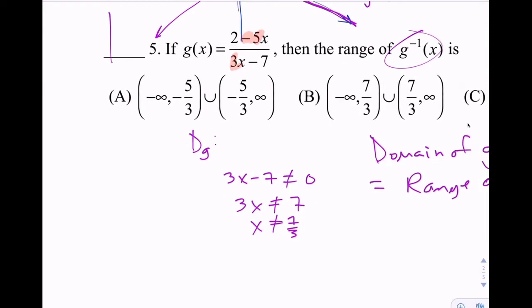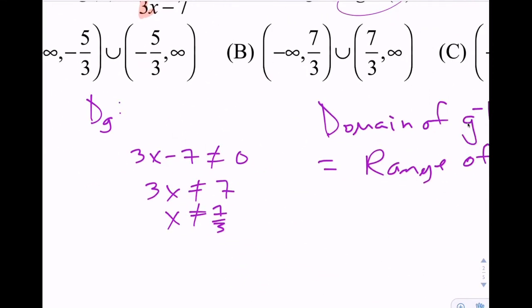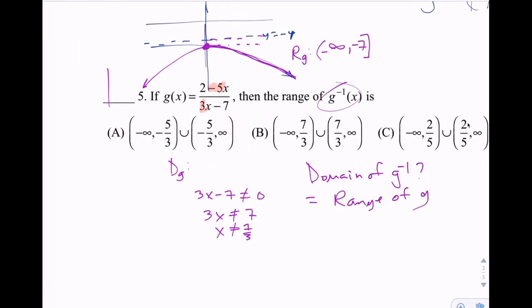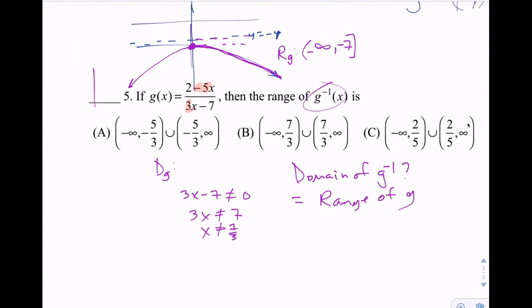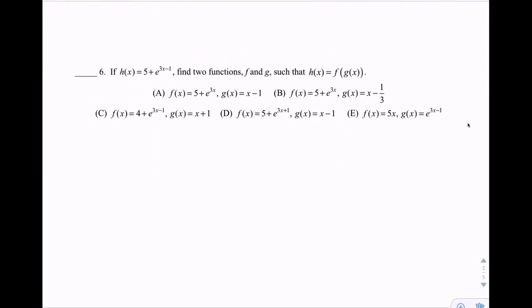Negative 5/3. Is that an answer choice? Everything but negative 5/3? Yeah. Okay. Cool beans. Oh, I lost my answer here. What was the answer? B? Yeah, okay, cool.